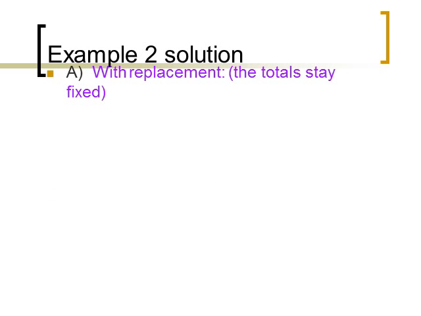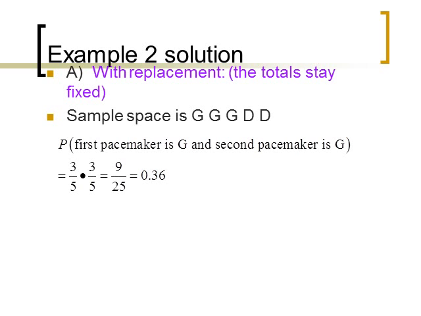With replacement means the totals stay the same. So the sample space is we have 3 goods and 2 defectives. So the probability that the first pacemaker is good and the second pacemaker is also good. Since we're using "and," we multiply. Let's find the probability that one pacemaker is good.